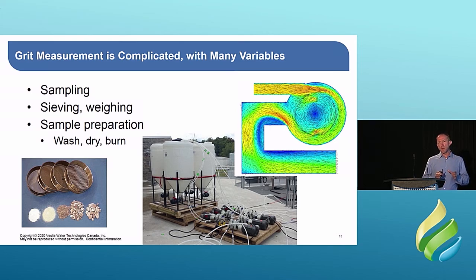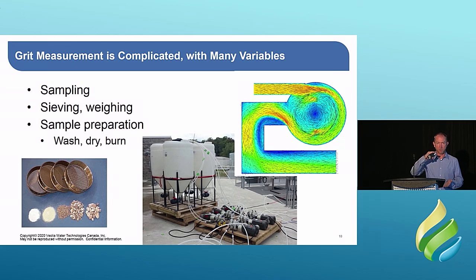Bottom line is, with that sample, you need to get a sense of the particle size distribution. So how much grit have you got of this particle size range, and so on and so forth. And you do that by sieving. You can see on the bottom left there the sieves. So it's like a geological sort of sieving thing.